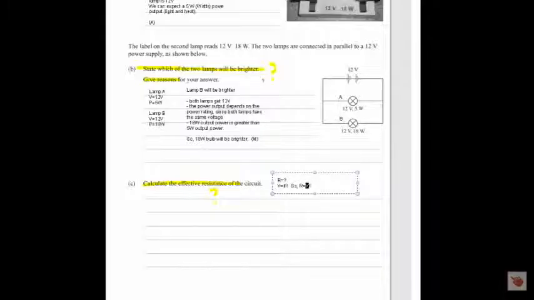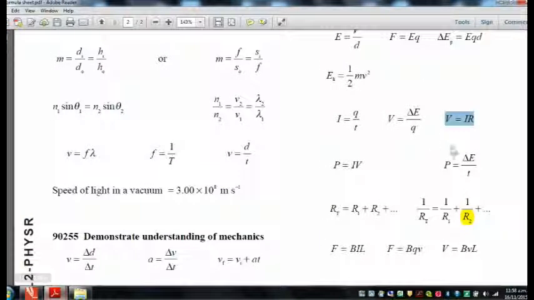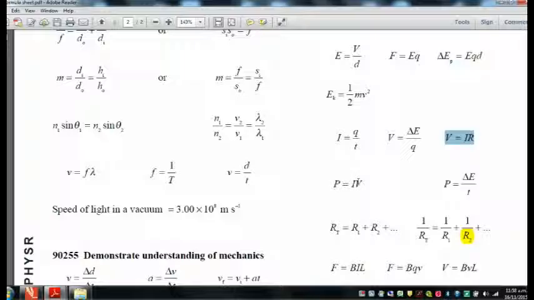The total voltage is 12. I'm trying to find the total resistance. I don't know the current, so can we calculate the current? I believe that we can. So this is where tracking data is crucial. I've got power here, and it would possibly help for me to write down power equals IV, and that comes from your formula sheet right here. Power equals IV.